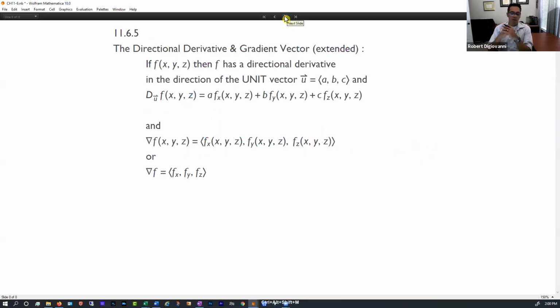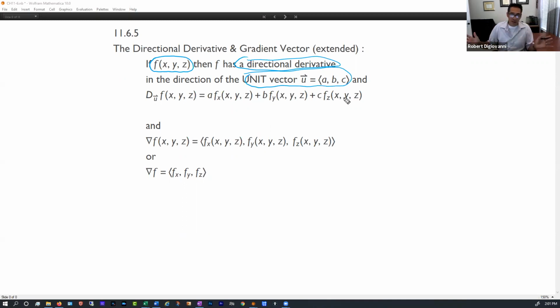All right, so now let's extend this concept out into higher dimensional space. So what if instead of having z as a function of x and y, what if we have some function that is a function of x, y, and z? Now this is where we have trouble because we can't visualize this function because it requires 4 dimensions, but we can still define everything the same way. We can say, all right, it has a directional derivative in the direction of the unit vector. This time it's a 3-dimensional unit vector, a, b, c, and it will be defined as a times the partial of f with respect to x plus b times the partial of f with respect to y plus c times the partial of f with respect to z.